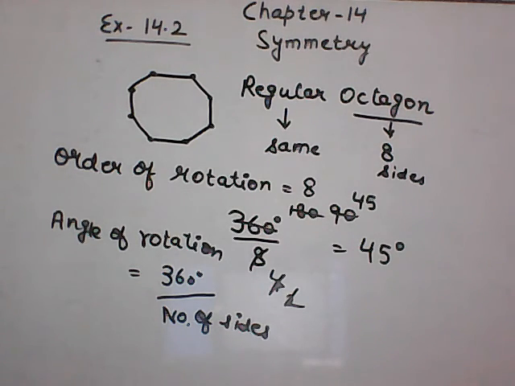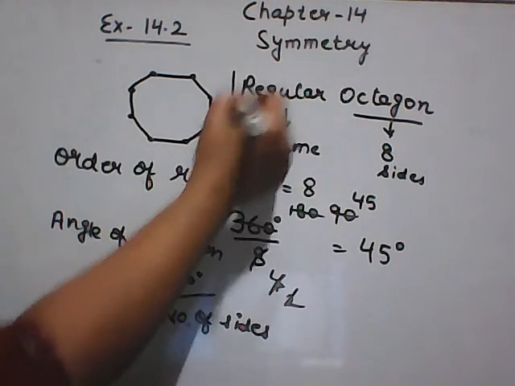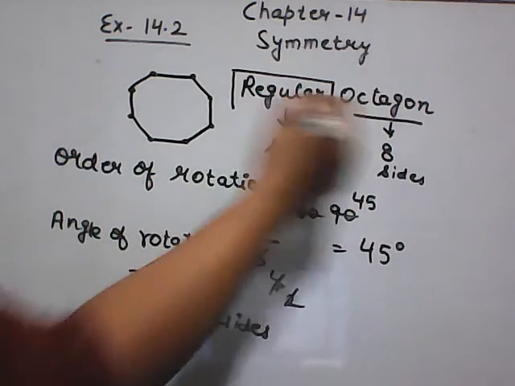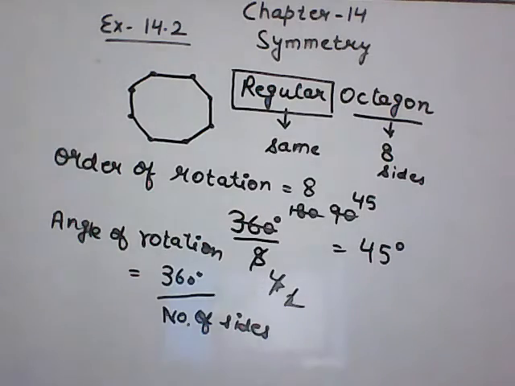In a similar way, we can do it for a regular hexagon, regular pentagon and so on. You can find out the angle of rotation and order of rotation. You have to remember that if the term regular is there, regular means all sides are same. So, the order of rotation will be the same as the number of sides in the given figure.